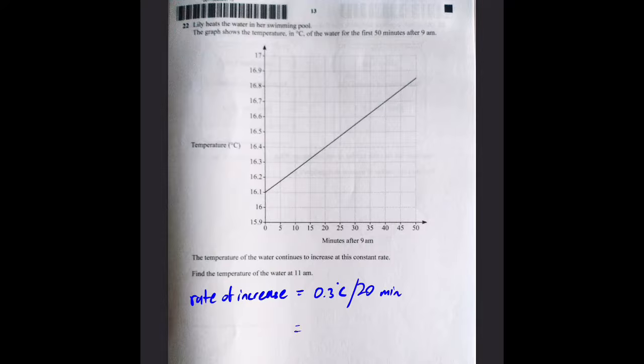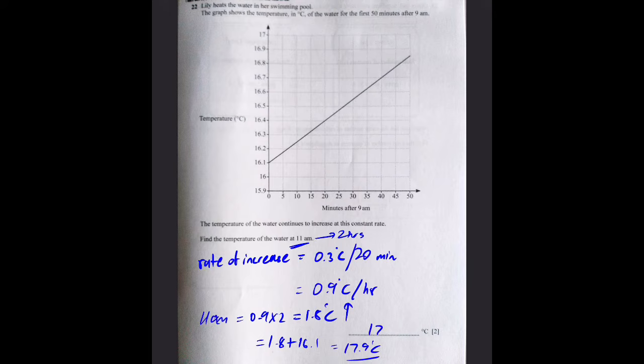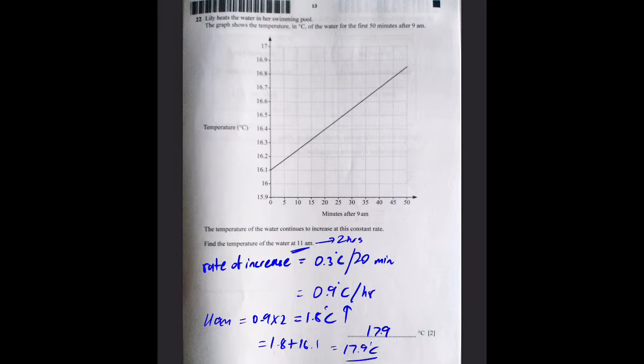And if you multiply both sides by 3, 0.9 degrees per 60 minutes, which is per hour. So at 11 a.m., which is 2 hours later, that means it will be 0.9 into 2, which is equal to 1.8 degrees Celsius increase, which is equal to 1.8 plus 16.1, which is 17.9 degrees Celsius. That's the answer. By the way, I've used 20 minutes here, but why?